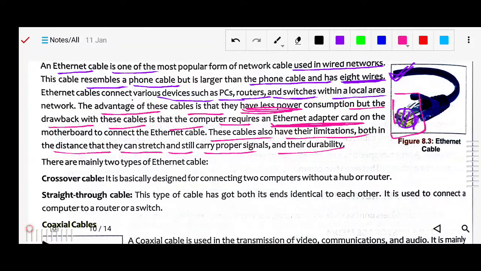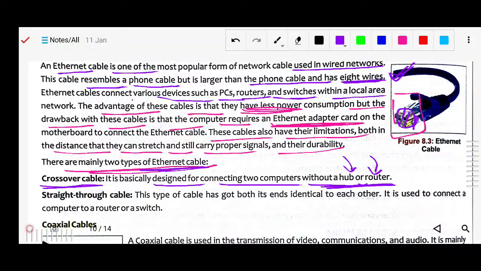Okay, so next, there are mainly two types of Ethernet cables. So these Ethernet cables are again divided into how many parts? Two parts. The first one is the crossover cable. This is basically designed for connecting two computers without a hub or routers. Why are we using this crossover cable? We can use it without using a hub or routers.